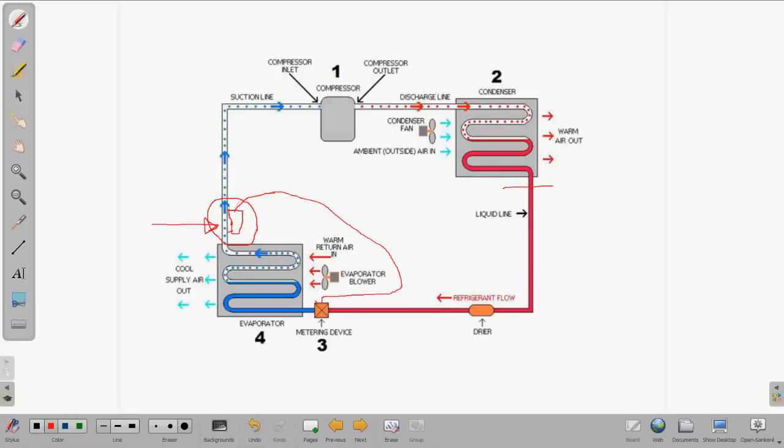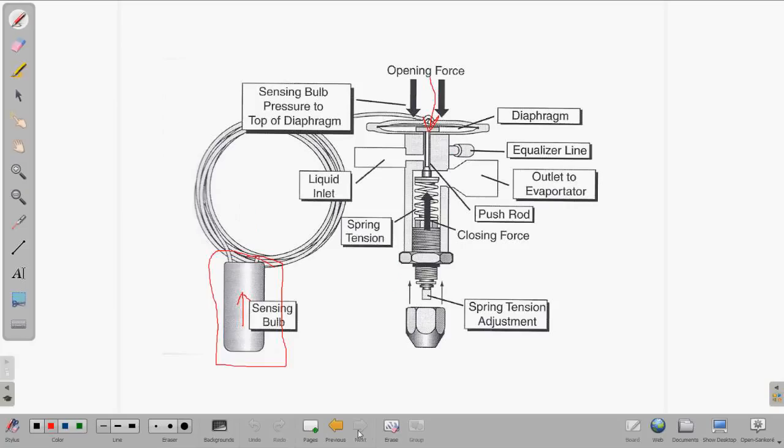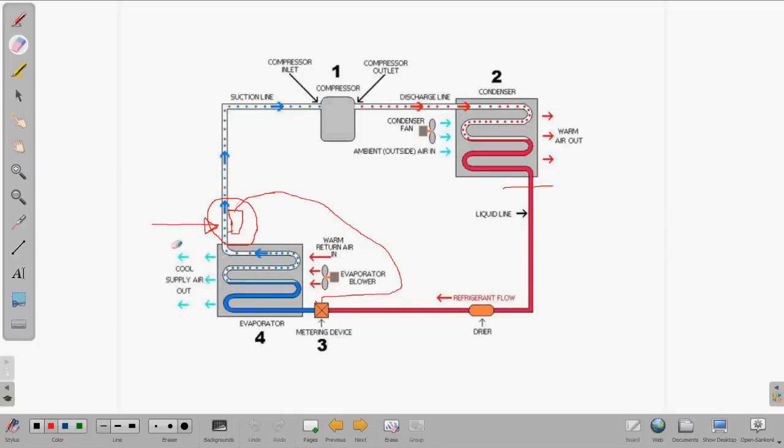So what can go wrong with the TXV? First thing you need to check before you do anything with the TXV is, first of all, make sure that you don't have any restricted airflow, because remember, even with restricted airflow and a TXV, it's going to maintain superheat to the factory setting. So that's not a very good indicator if you suspect a TXV problem. Superheat is not a very good indicator there.